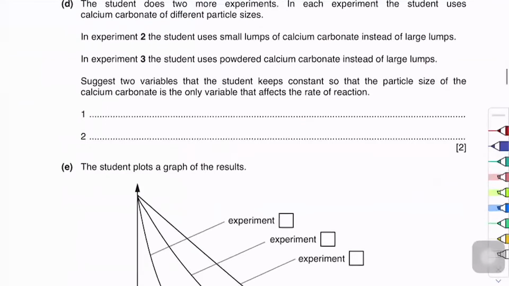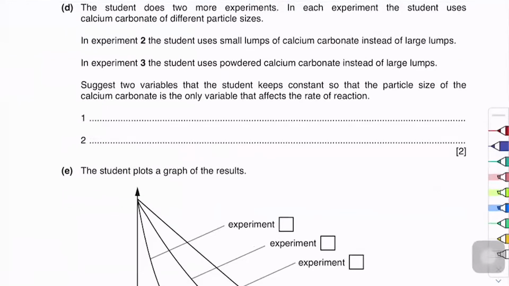The student does 2 more experiments. In each experiment, the student uses calcium carbonate of different size. In experiment 2, the student uses small lumps. And in experiment 3, they use powdered calcium carbonate. So there are 2 variables that the student keeps constant. The particle size of calcium carbonate is the only variable.